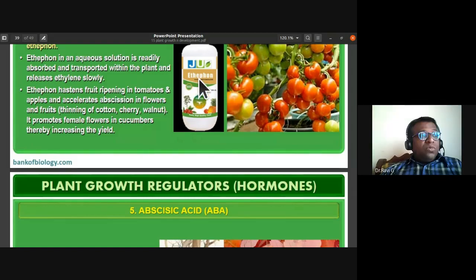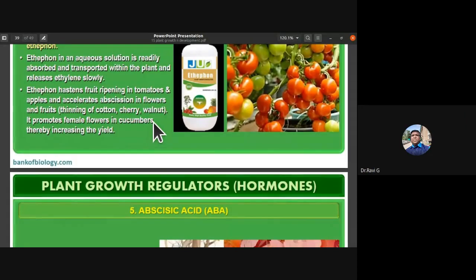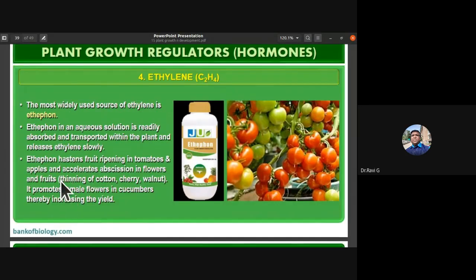Ethephon is 2-chloroethyl phosphonic acid. That is its chemical nature. So commercially, the synthetic ethylene that is available is in the form of ethephon. They accelerate the ripening of fruits, as well as the abscission in flowers and fruits. So thinning of cotton, cherry, walnut takes place by this ethephon.